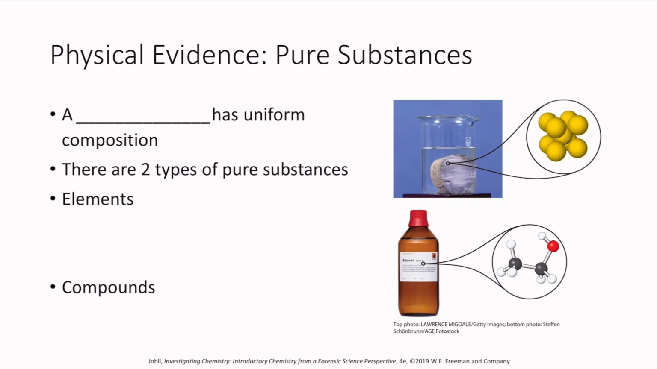Now, there are two types of matter. There are pure substances, and a pure substance is going to have uniform composition. And there are two different types of pure substances. So we have elements that only contain atoms of one element.